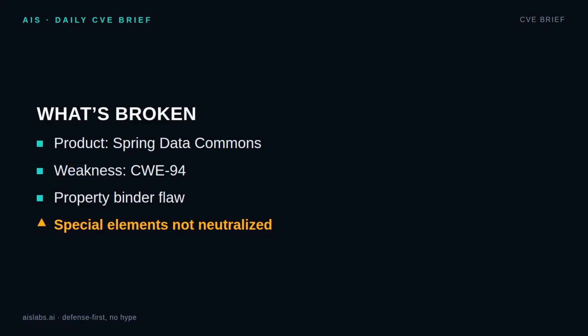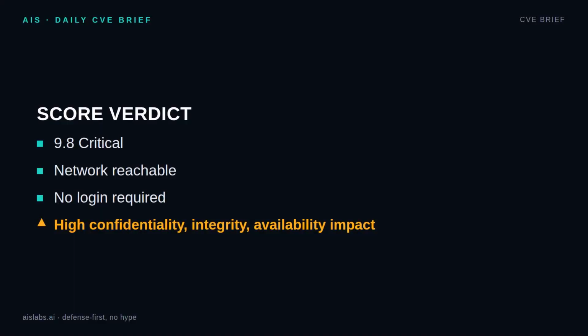In plain English, this is about data coming from an HTTP request being bound into application objects in a way that does not safely neutralize special elements. The assigned weakness includes CWE-94, which is commonly understood as improper control over code generation. That does not mean every application is automatically exploitable in the same way, but it does mean the failure mode is severe. Attacker-controlled input can cross a boundary it should never cross and potentially influence code execution. Verdict: this is a near maximum severity remote code execution issue, and the score reflects that.